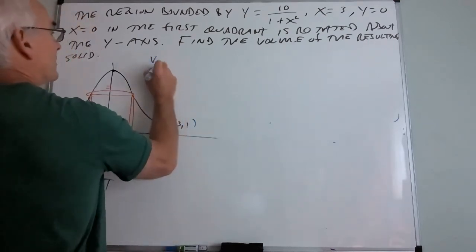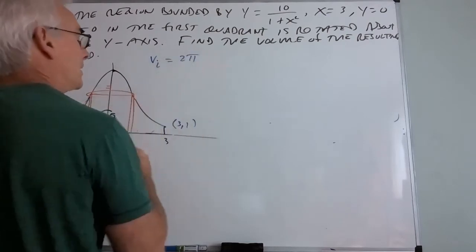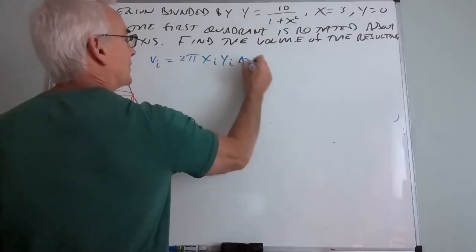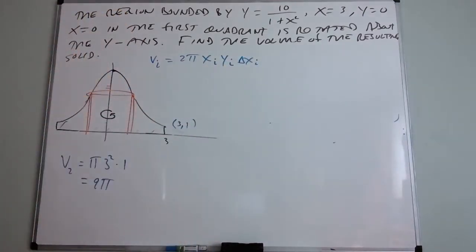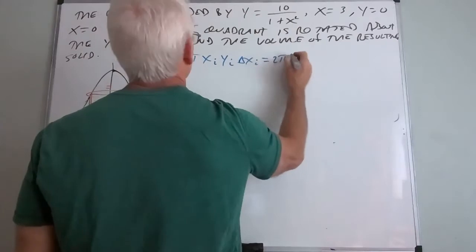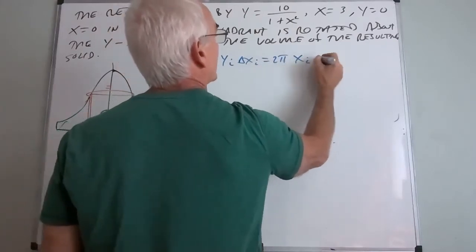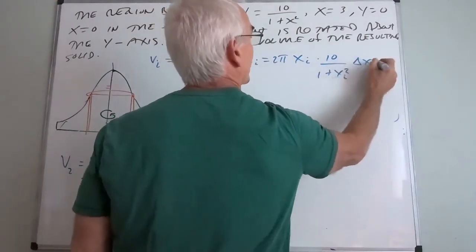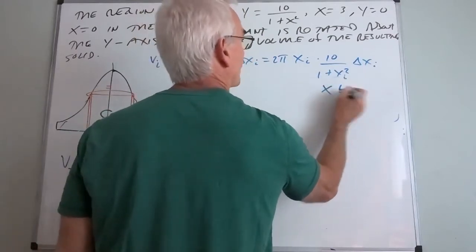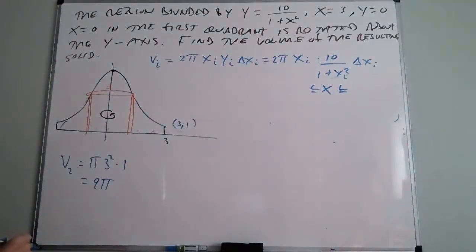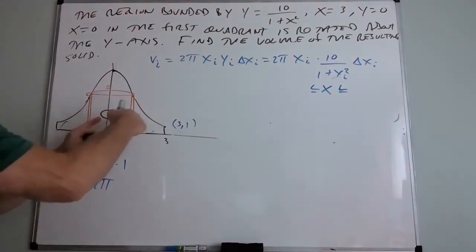So now I can say the volume of my ith slice is 2 pi radius, which would be x, height, delta xi. Now I'm going to replace the height with this function completely. So 2 pi xi times 10 over 1 plus xi squared, delta xi. And the x values will range from what? What will x range from? 0 to 3, because again, it's the radius.